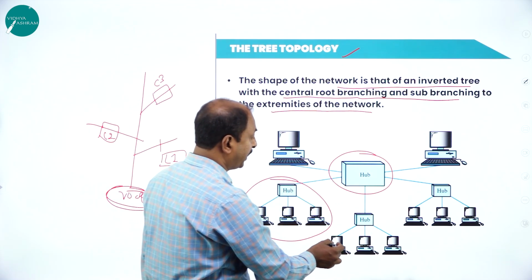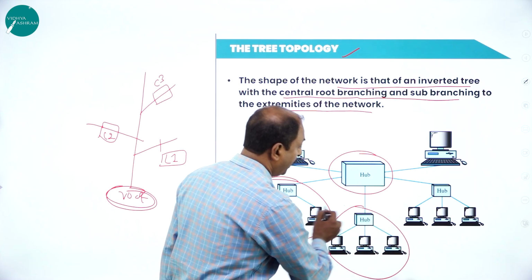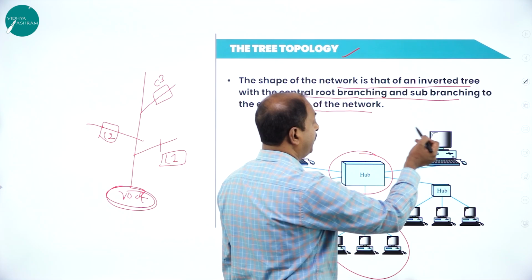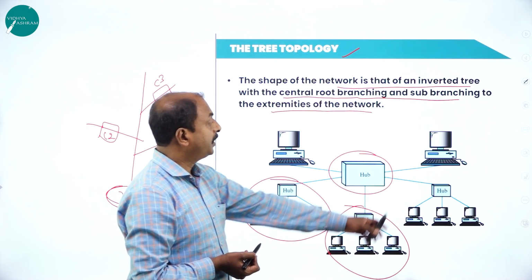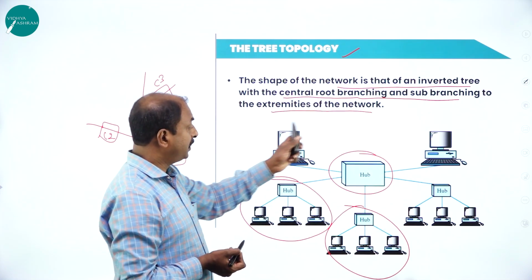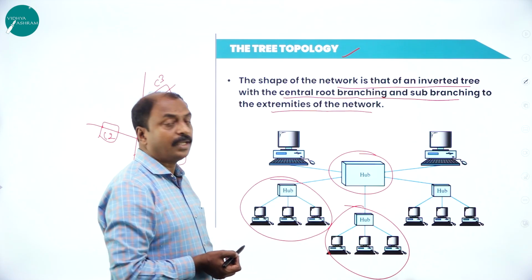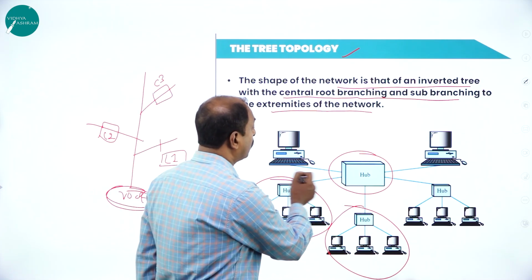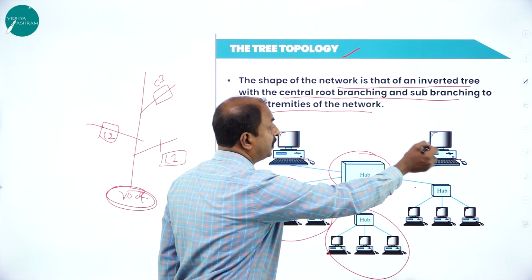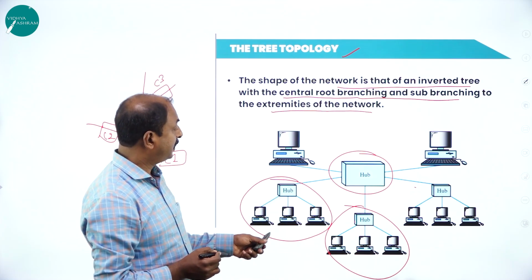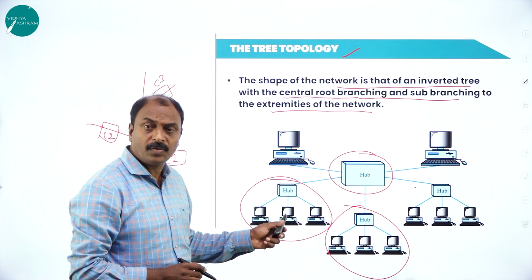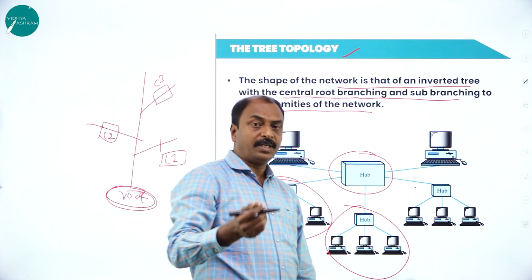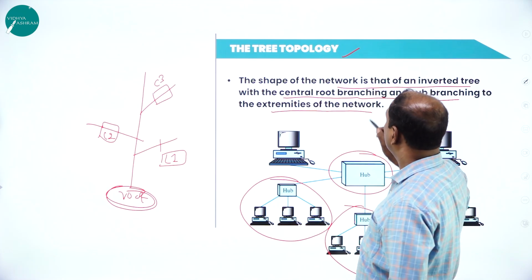If you look at another branch, again this is a separate network connected through a hub, and similarly this is one independent computer, so one independent node. This is called a tree topology, where we can assume that this is the root, and these are all called branches. All the branches have different types of networks, and all of these are interconnected in the form of an inverted tree. It is called a tree topology.